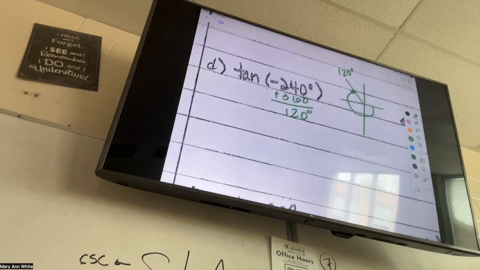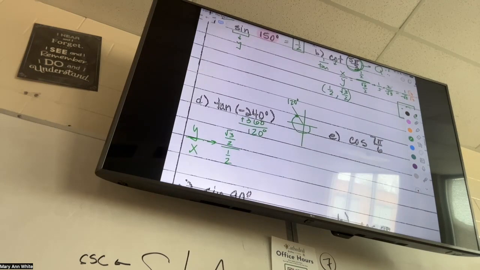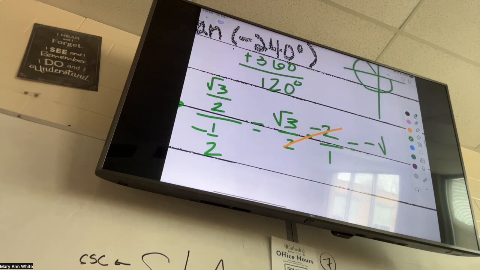Okay. And we're going to do tangent there. Tangent is what over what? Y over X. Good. So my Y here is root 3 over 2, and my X here is 1/2. Notice that's the exact same ordered pair we just used a minute ago. However, this time, since I'm in quadrant 2, my X is negative. So I can remember my negative here, or I can remember it at the end. I don't care. I am going to multiply the numerator by the reciprocal of the denominator. And the 2's cancel. And I don't have any rationalizing to do. It's just root 3.